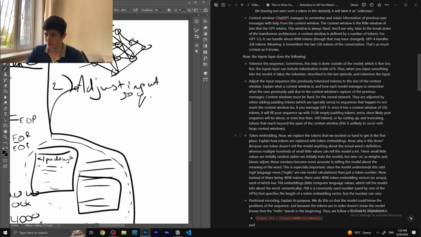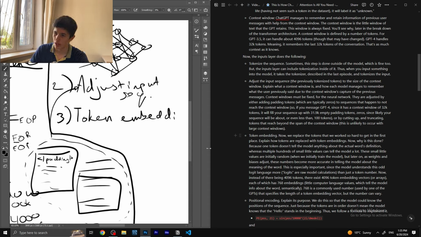But anyway, token embedding. Now this is where it gets a little bit more complicated. You have probably never heard of this before. This is foreign territory. It has no direct relation to episode 2, or it does, but it's not really direct. So token embedding essentially gives the model more understanding of the words.